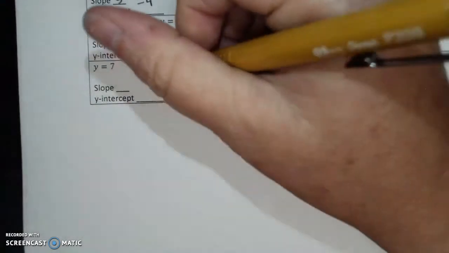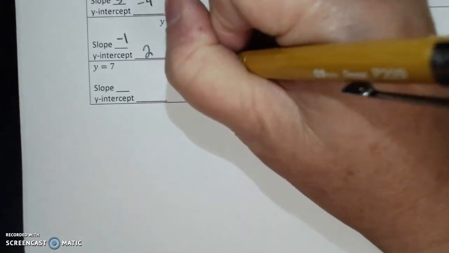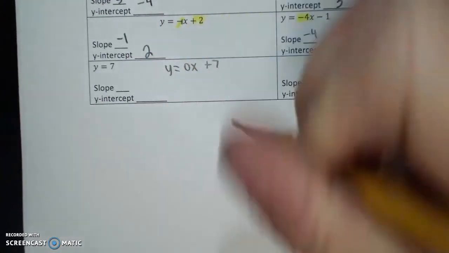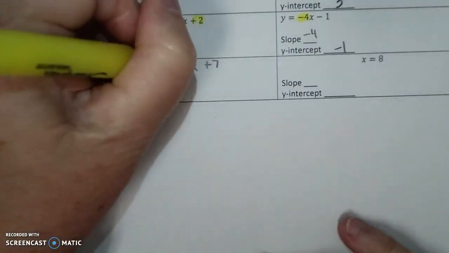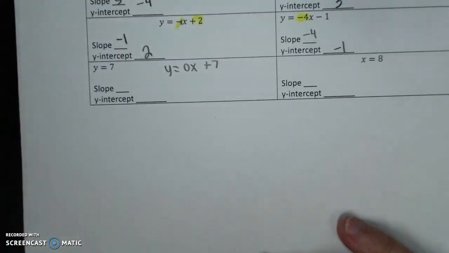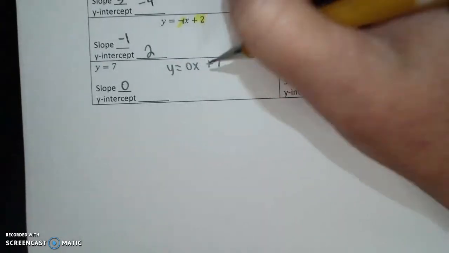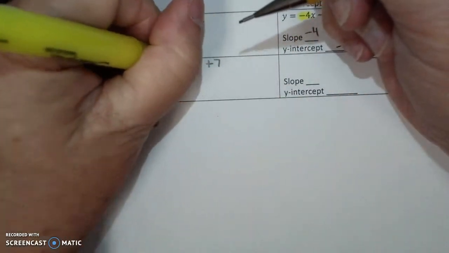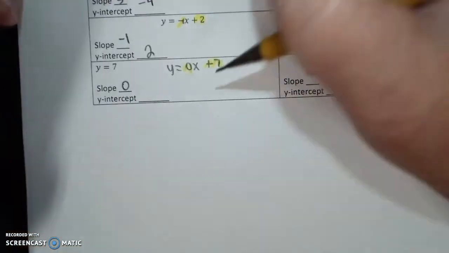Y equals 7. Y equals 0x plus 7. So 0x, you don't add 0 times anything, you're not going to need it. So the slope is 0. And the y-intercept is 7.